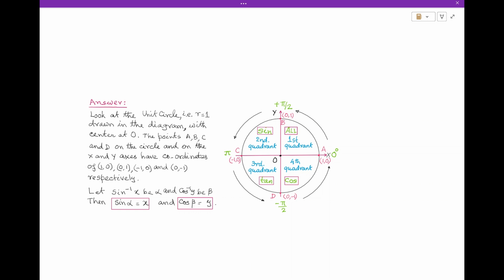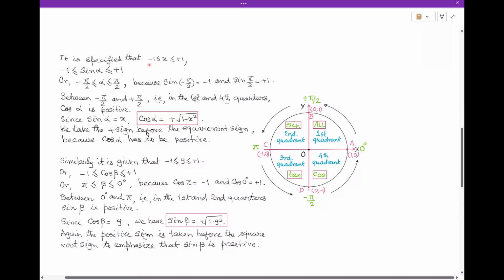Now, let sine inverse x be alpha and cos inverse y be beta. Then, by definition of the inverse function in trigonometry, sine alpha is x and cos beta is y. It is specified that minus 1 is less than or equal to x and x is less than or equal to plus 1. Therefore, since sine alpha is equal to x, we have minus 1 less than or equal to sine alpha and sine alpha less than or equal to plus 1, or minus pi by 2 less than or equal to alpha less than or equal to plus pi by 2, because sine minus pi by 2 is minus 1 and sine plus pi by 2 is plus 1.